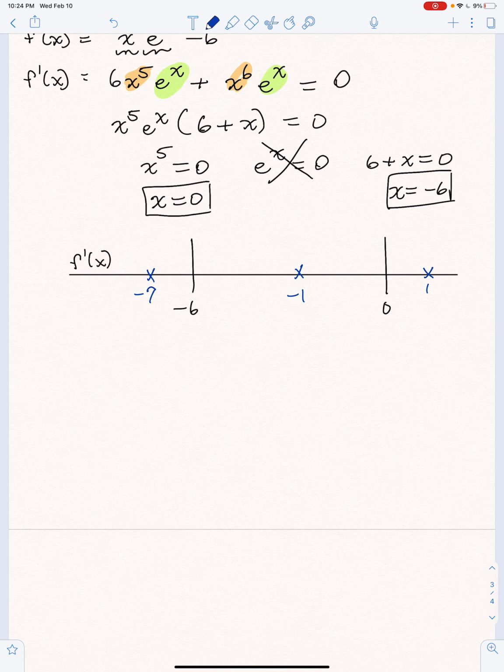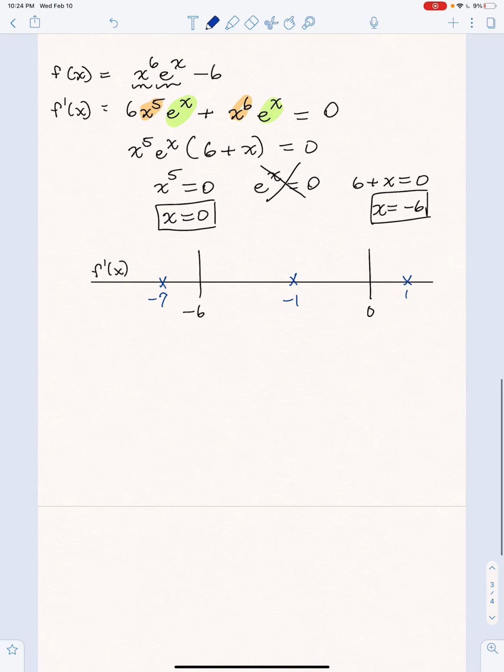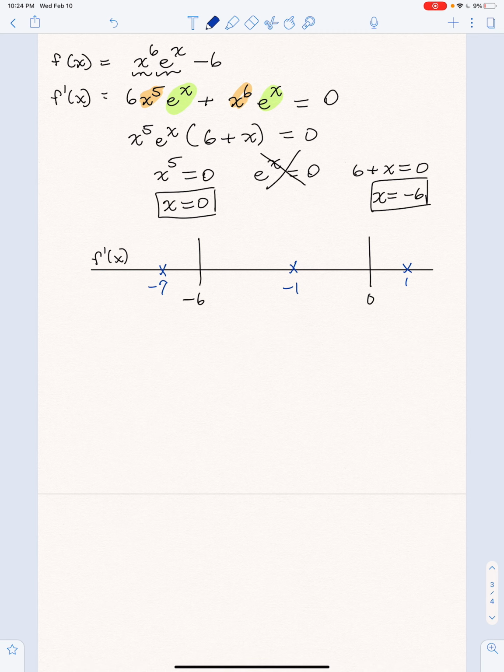And remember, the goal is to figure out if our derivative is positive or negative at these values because that's going to tell us increasing and decreasing. And furthermore, it's going to tell us whether we're going to have mins and maxes. So I'm going to use the version of f prime that's factored because it is just going to be easier.